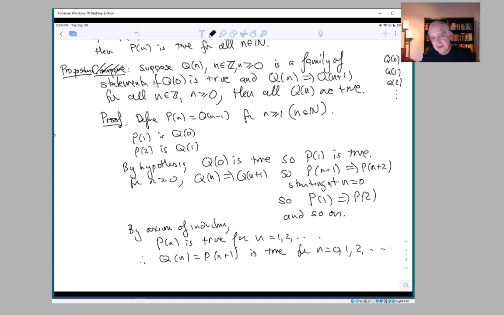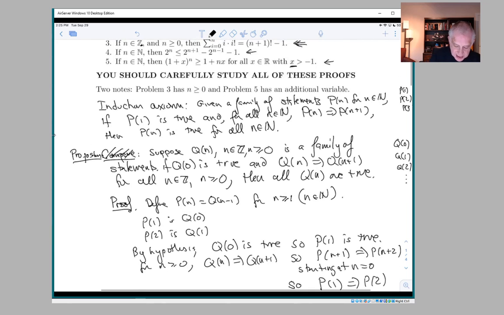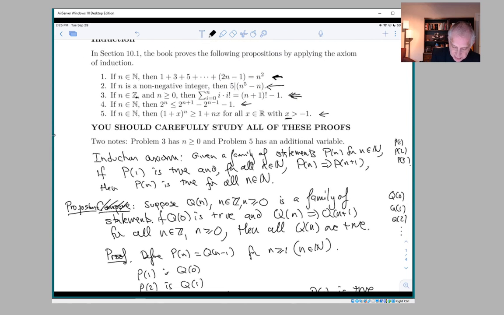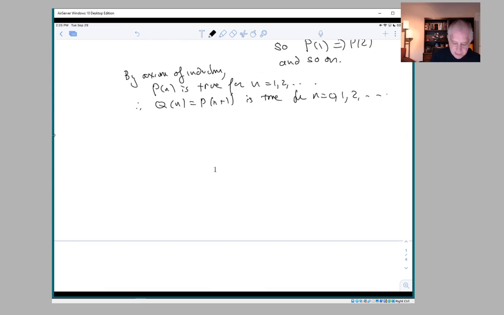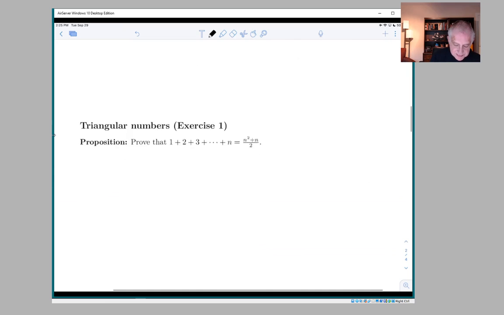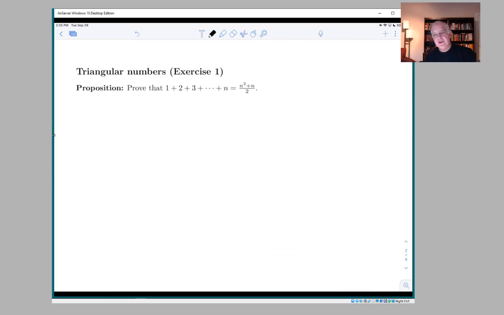And in fact, you can start your induction at -50, and as long as you only go in one direction, you're going to be fine. What you can't do is start at 0 and go in both directions, at least not without more hypotheses. So that was a point that I just wanted to make about problem 3. Once again, read these theorems carefully, make sure you understand their proofs, ask if you have questions. Now I'm going to do a few more proofs by induction just to get a little more practice.